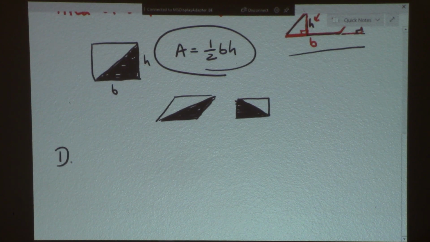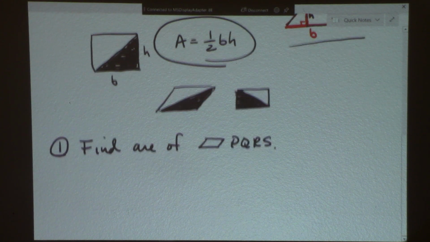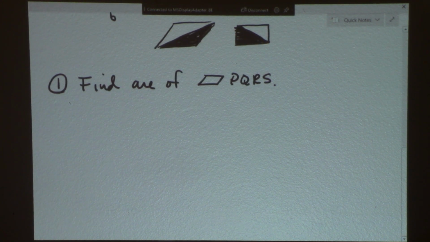Here's number one. I want to find the area of parallelogram PQRS. And here's my picture. Let's see, it's going to look like this.